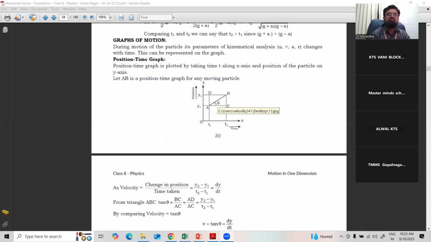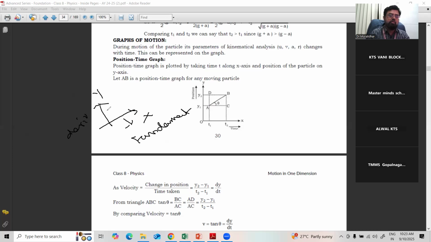So see, whenever you are drawing any graph, whether mathematics or physics, what we have to observe is that in a coordinate system there are x and y axes, right? The horizontal axis is called x, the vertical is y. The fundamental quantity is always on the x axis and the derived quantity on the y axis. When you are drawing the distance-time graph, distance is about position, so time is always on the x axis and distance is on the y axis. You have to draw like that.